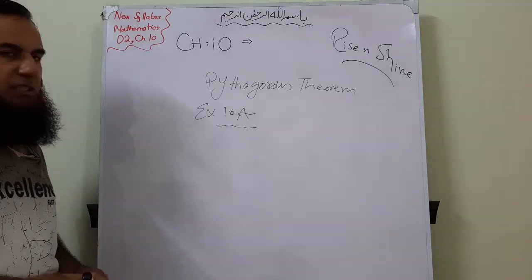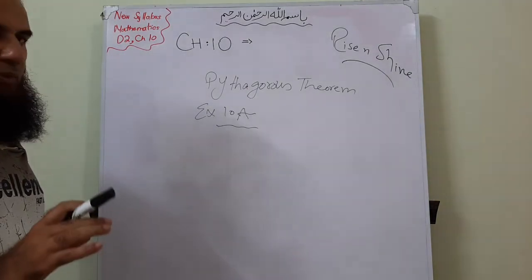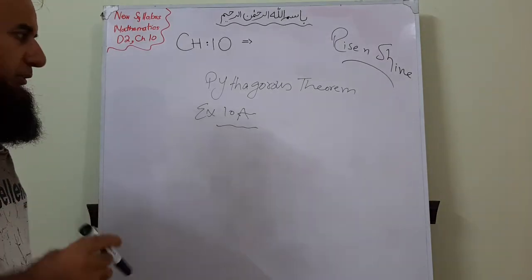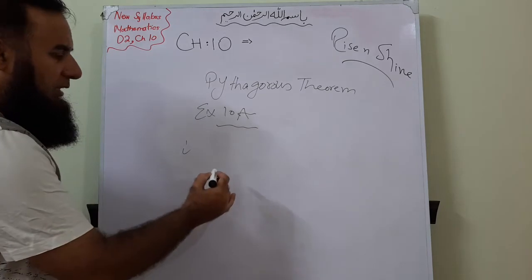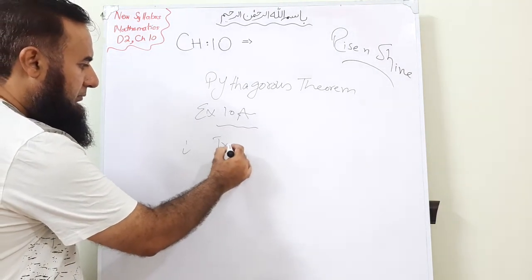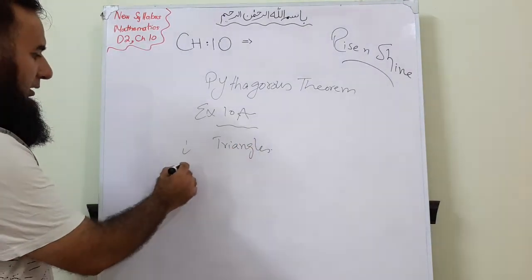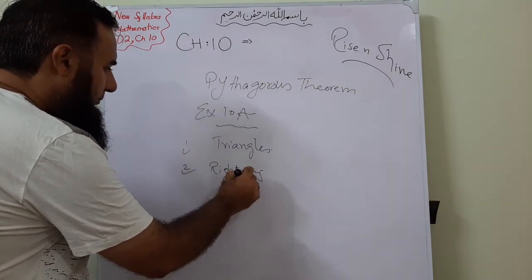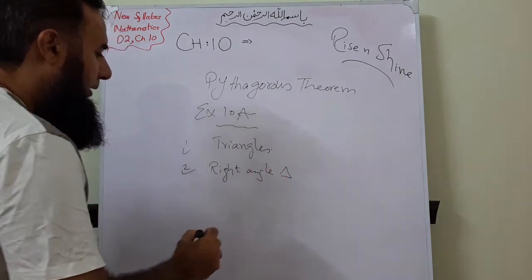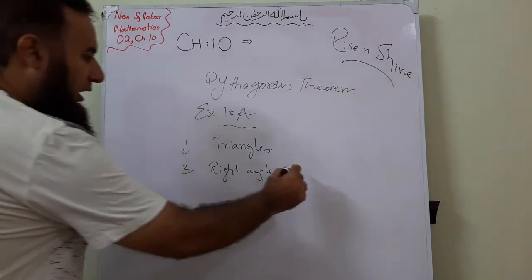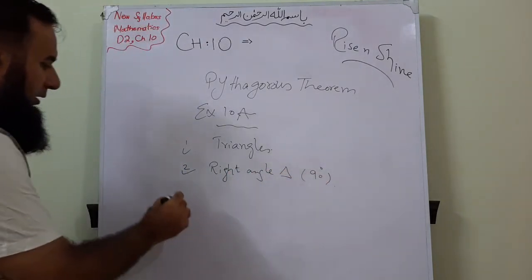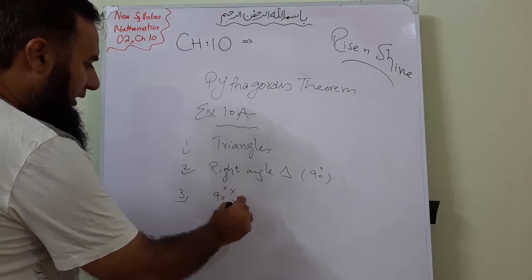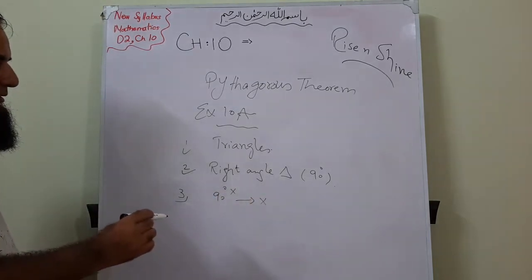For this exercise, first we will give you some basic tips. If you can memorize these basic tips, then this exercise will be very easy for you. The very first point is that this exercise is related to triangles. Number 2, this is only for right angle triangles. It means there must be at least one angle of 90 degrees. If there is no angle of 90 degrees in a triangle, then we cannot apply this theorem. So these are 3 points.